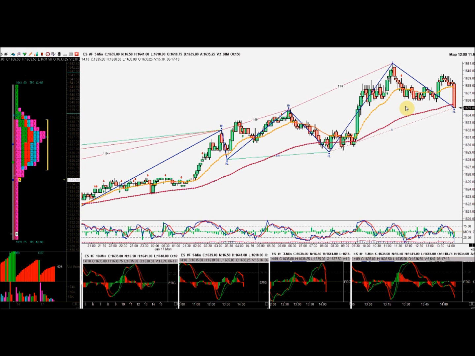Here we go. I filled at 1635.50, and my stop is at 1638.25. So I filled right here. My stop is up here at the 1638.25.